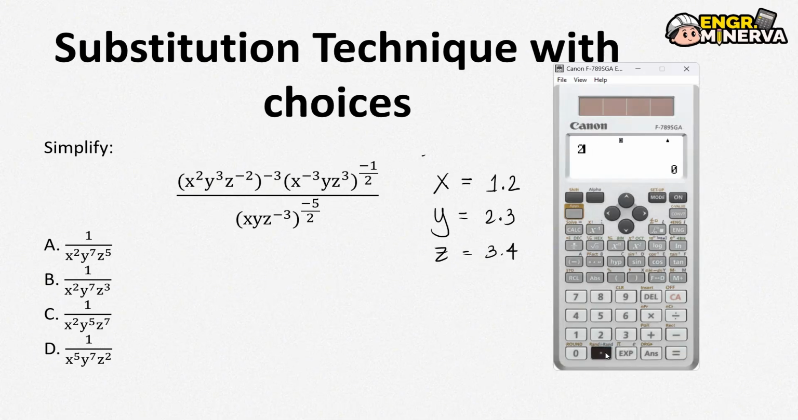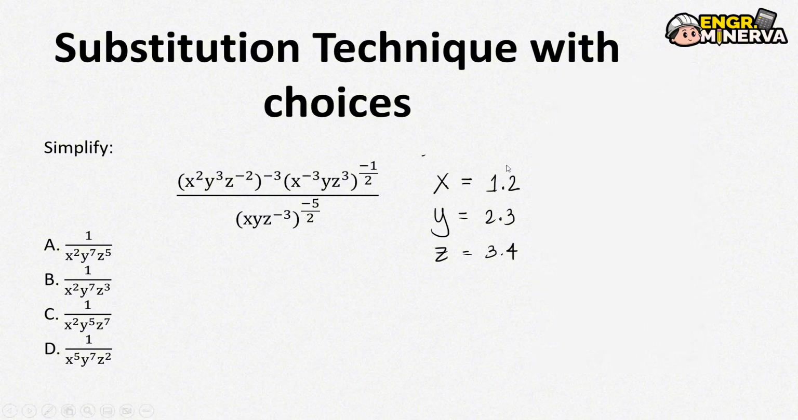For y, we write 2.3. And for c, we write 3.4. Then after pressing equals, you take note of this value. That is 5.189 times 10 raised to negative 5. So take note of this value because we will use that later to check for the choices.